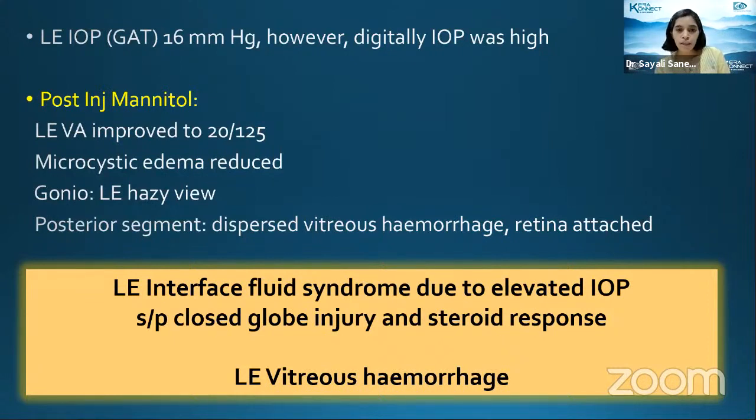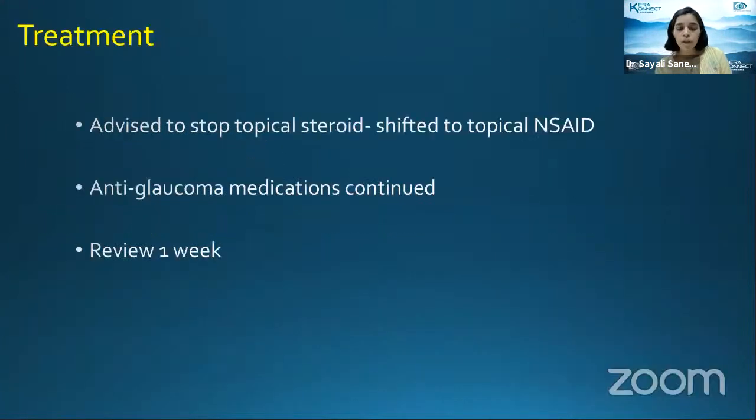So a diagnosis of left eye interface fluid syndrome due to elevated IOP, status post closed globe injury, and steroid response was made. Next slide. So the topical steroids were discontinued and the patient was shifted to a non-steroidal anti-inflammatory eye drop. The anti-glaucoma medications were continued and the patient was asked to review after 1 week. Next slide.